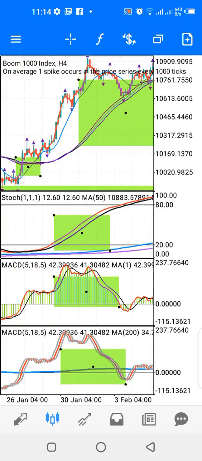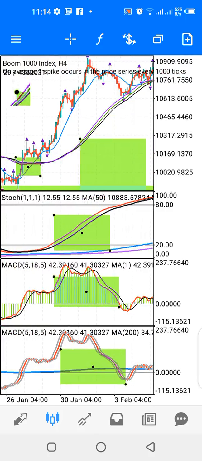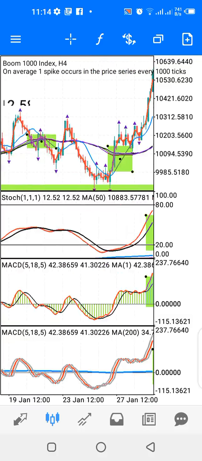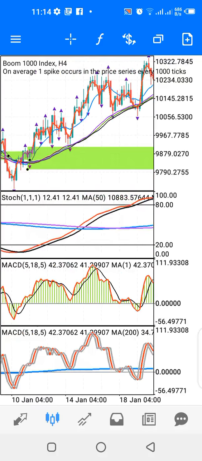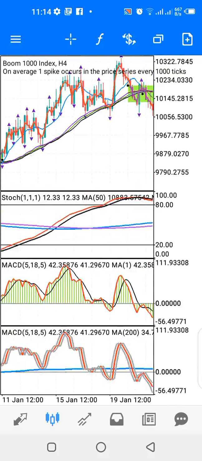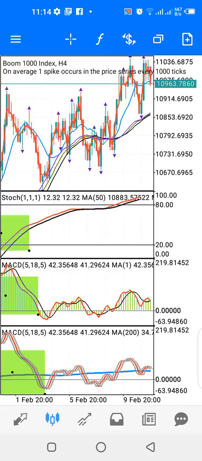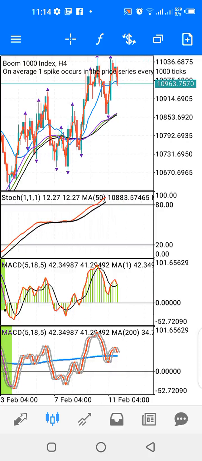So basically, on the main chart, you can identify what price is doing. Is it buying? Is it selling? That's what you can do on the main chart. Okay, now if we go to the 1 minute time frame, let's look at what's happening on the 1 minute time frame for the main chart.